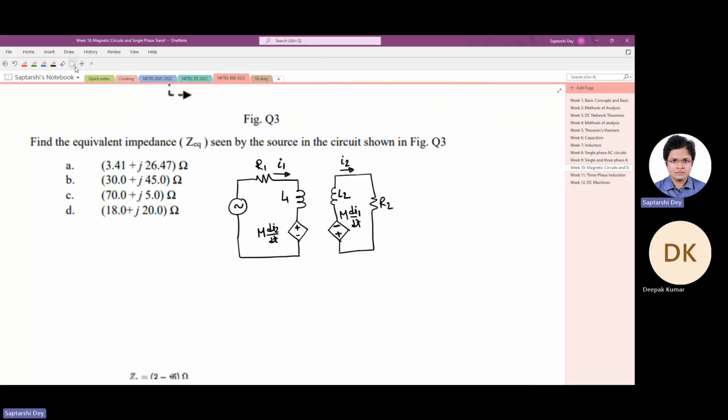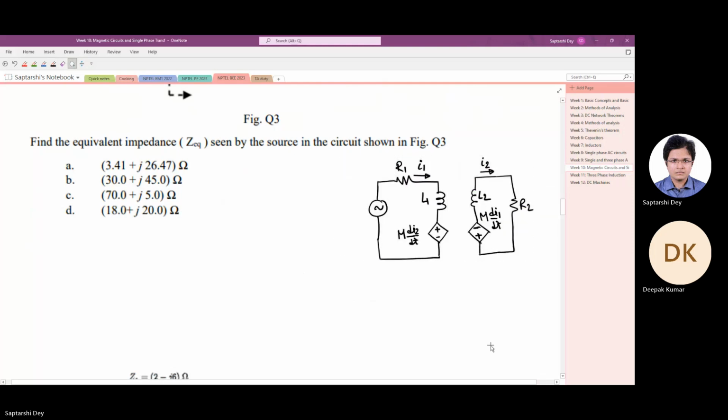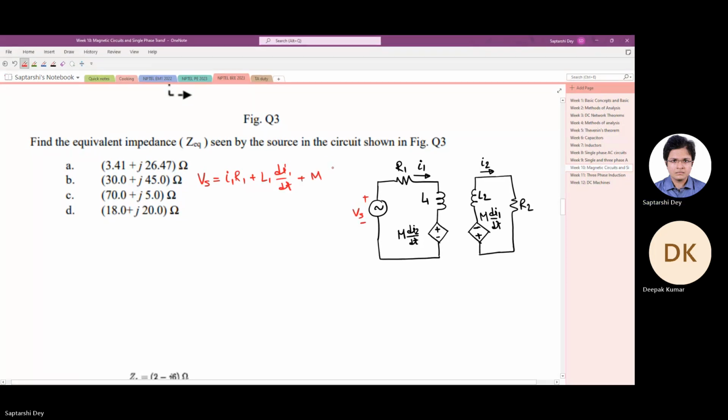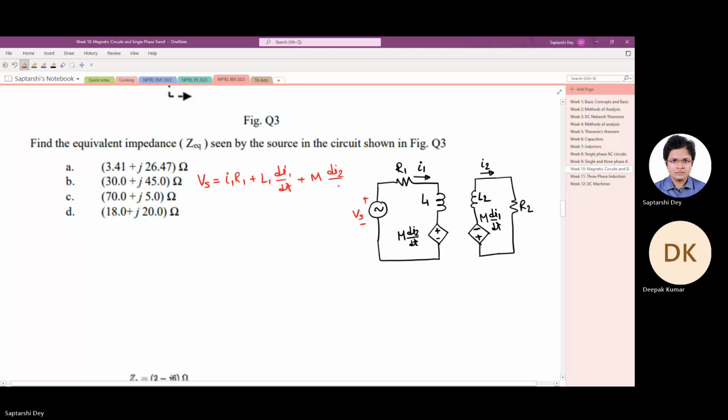Okay, so now we will write equations. First we will write in time domain, then we'll convert to frequency domain. That will make solution easier. This is Vs. So if I write for the left hand side circuit first, what we have is Vs equals voltage drop I1 R1 plus L1 di1 dt plus another voltage drop M di2 dt.